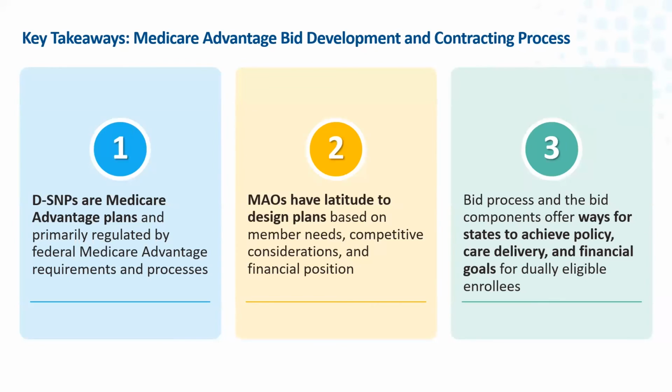Finally, the ability of a state or their contracted D-SNPs to take advantage of the policy or program design opportunities covered in this training can vary by state. This is because there is a relatively wide range of integration approaches and levels of alignment that states may pursue in contracting with D-SNPs. Additionally, the Medicare Advantage marketplace varies across states due to Medicare payment policy, competitive dynamics, consumer preferences, the provider landscape, and other factors. Medicaid officials overseeing D-SNP contracts should therefore work closely with health plan partners to develop policies and requirements that align with their individual state landscape and goals.